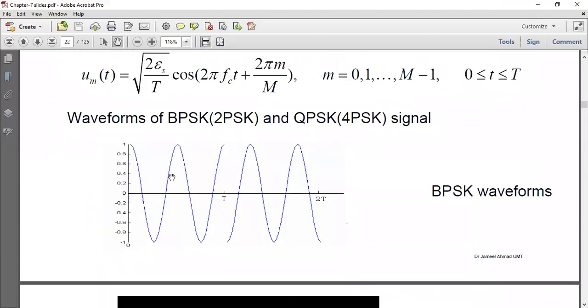As you can see, we have a phase shift of 180 degrees from this point. So in each time duration 0 to T, we have one signal, and then it is phase shifted by 180 degrees from T to 2T. So it is 2 PSK, or this is also called binary phase shift keying.